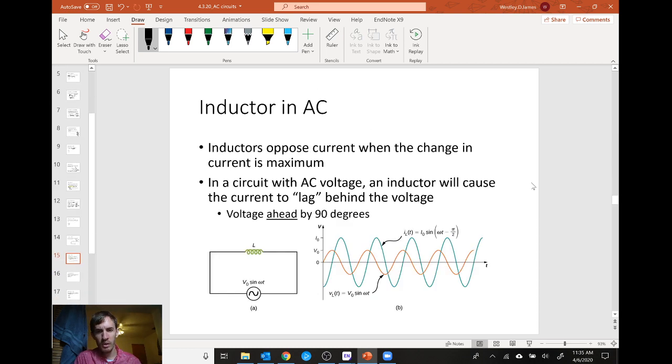So if we look at voltage and current, voltage here is our orange line, and current is the blue line. Maybe make that a bit more clear. Voltage, current. It shows it over here, but show it at the beginning to make it easier. So now the voltage is actually ahead by 90 degrees.